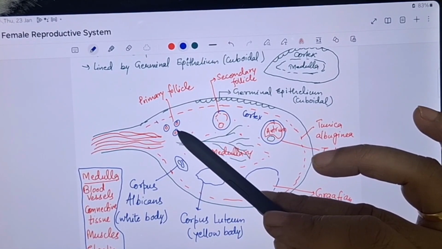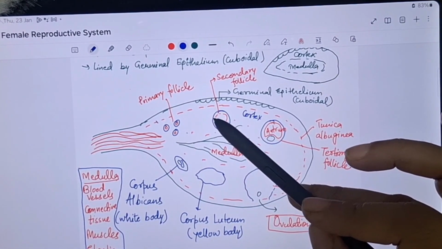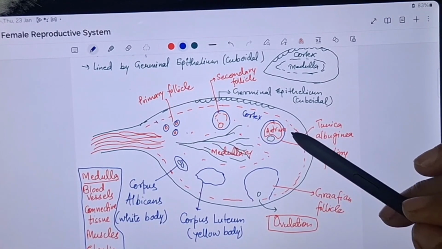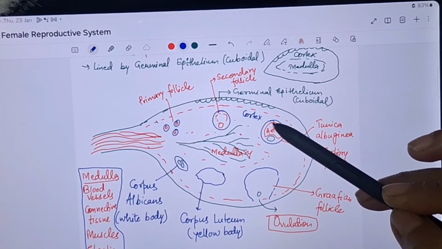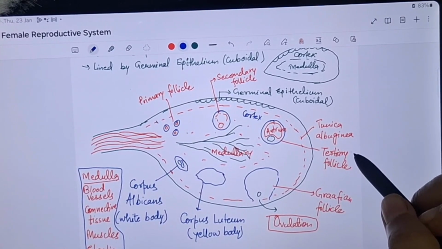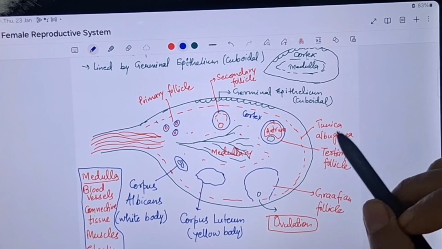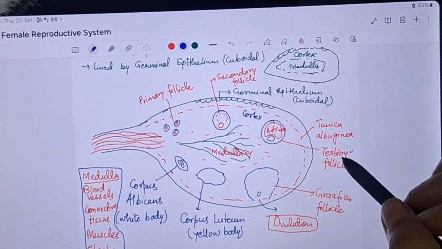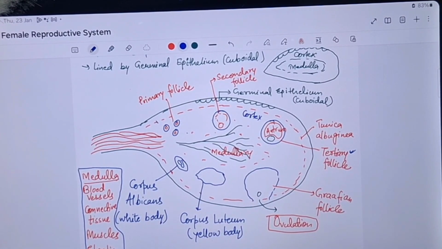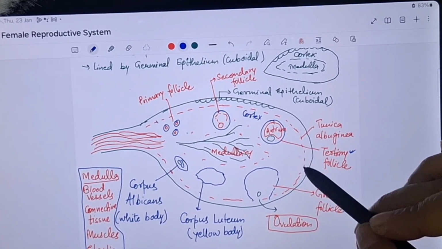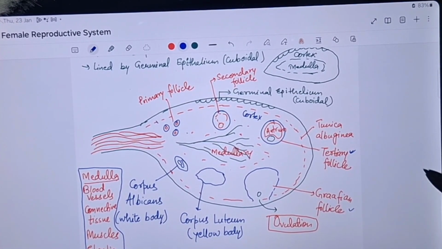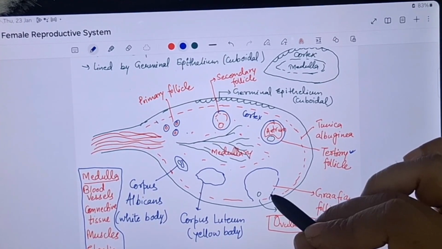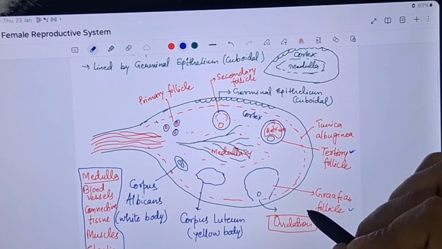So the primary follicle will mature as the secondary follicle, which will be further matured, where you can see an antrum here. This is a very important concept from where you can expect questions. The structure called the antrum is formed in the tertiary follicle, and upon complete maturation, this follicle will be named the Graafian follicle, which releases the ovum, or better to call it the secondary oocyte.